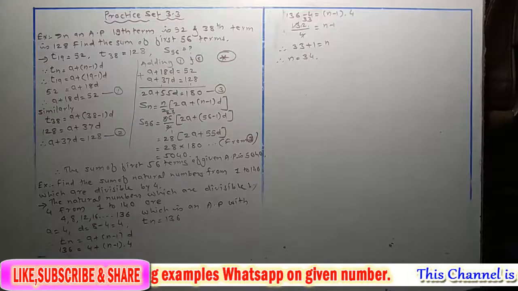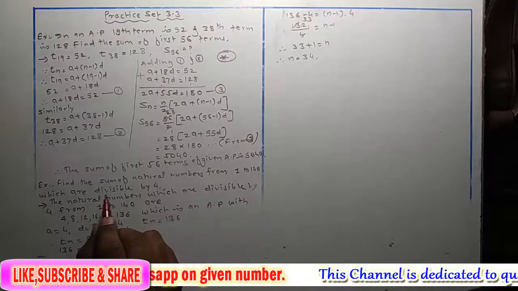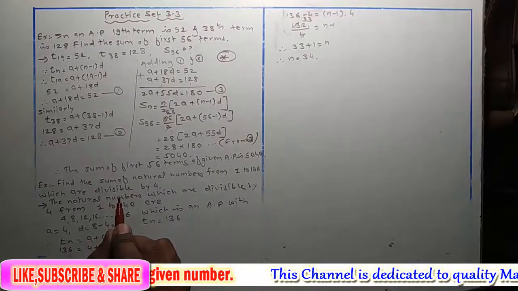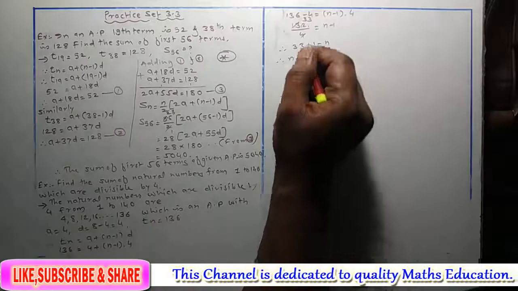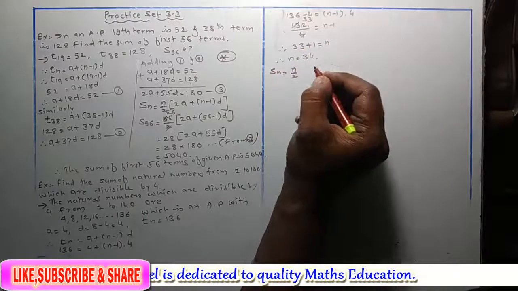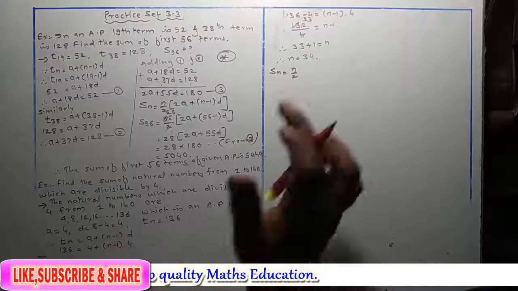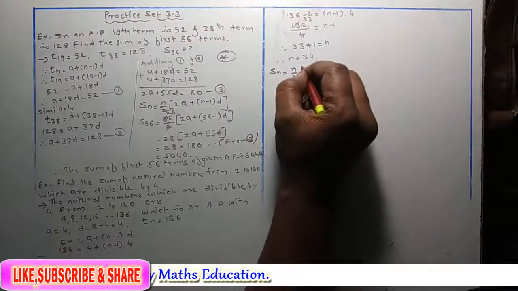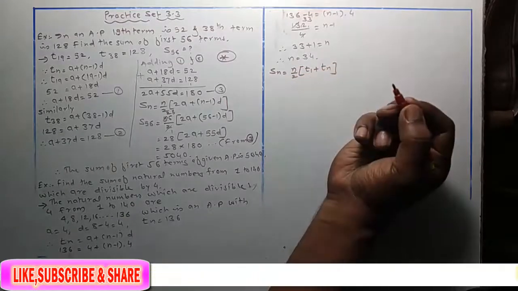Now we have to find their addition. Find the sum of all natural numbers. Okay, from this, now Sn is equal to, we have a formula, Sn is equal to n upon 2, or directly we can take, because first number we know, last number we know, है ना, so directly we can use that formula, is equal to T1 plus Tn.